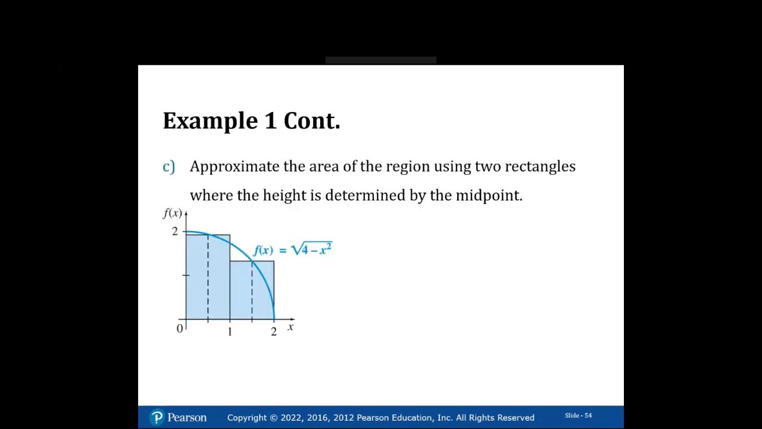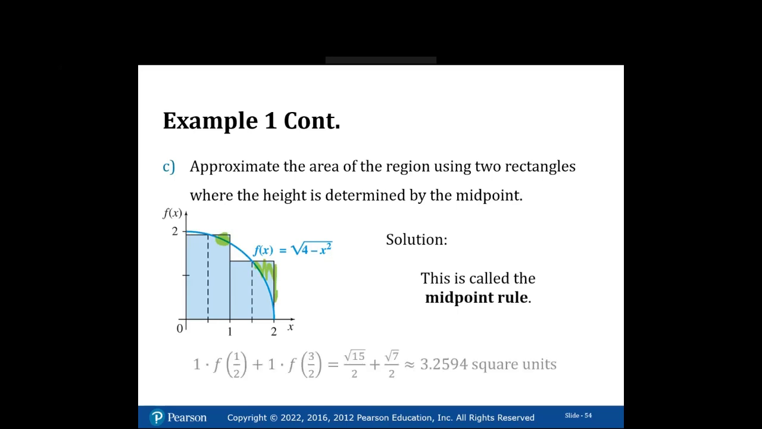And here, again, if we pick the midpoint instead, you can see that looks a bit better, right? We're overestimating a little bit here. We have a little bit extra here, but I am kind of making up for these two white gaps that I'm not measuring. So it's usually going to be more accurate if you use the midpoint. And that's called the midpoint rule.